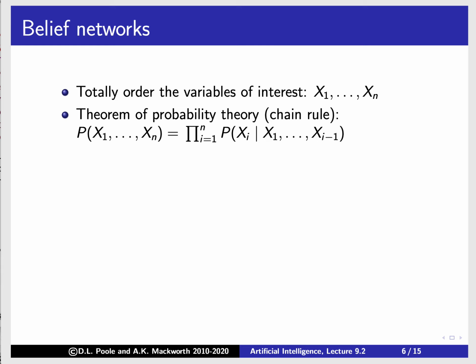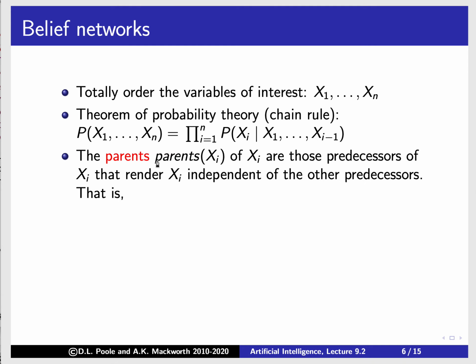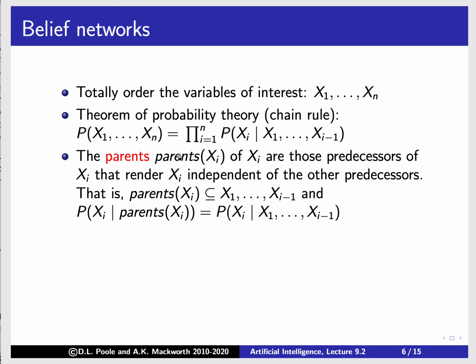Now we've got to formalize this idea of the parents. The parents of xi are those predecessors of xi that render xi independent of the other predecessors. The predecessors are the ones that come before it in the ordering. So the parents are a subset of x1 to xi minus 1, such that the probability of xi given the parents is equal to the probability of xi given x1 to xi minus 1.